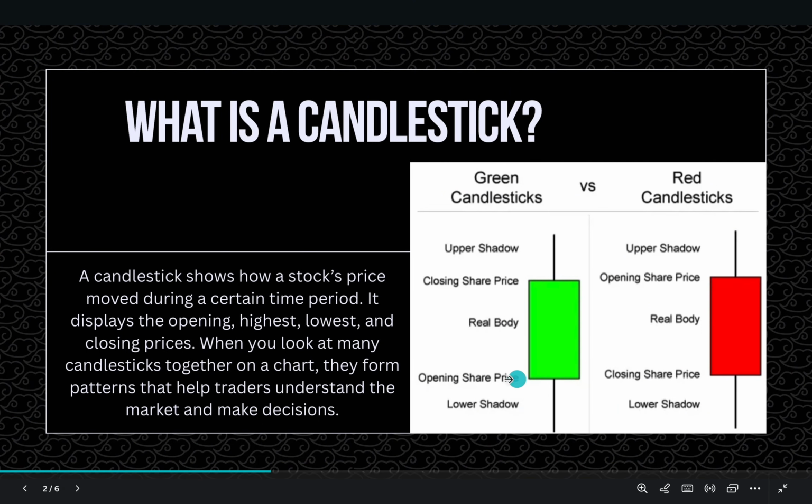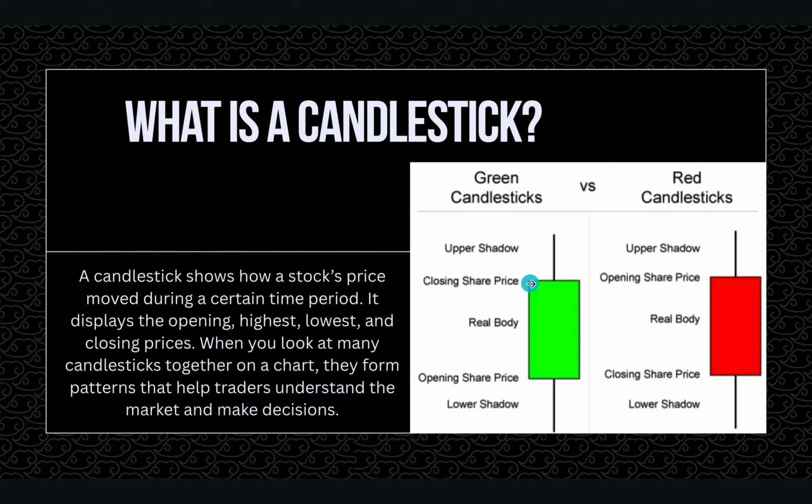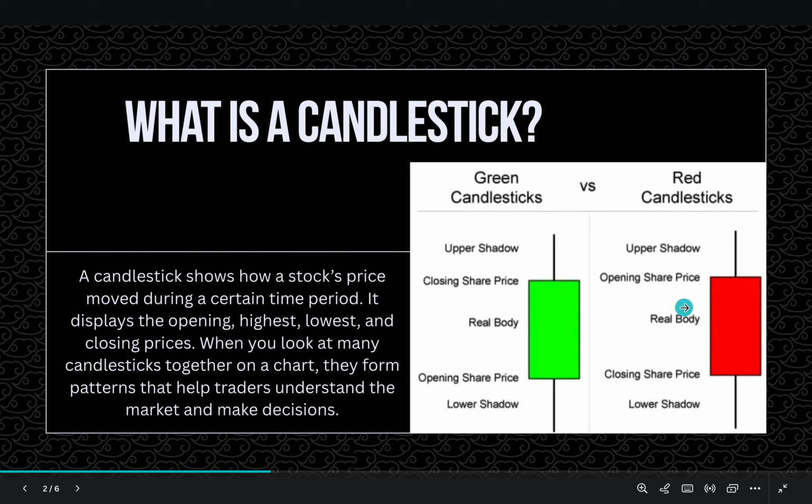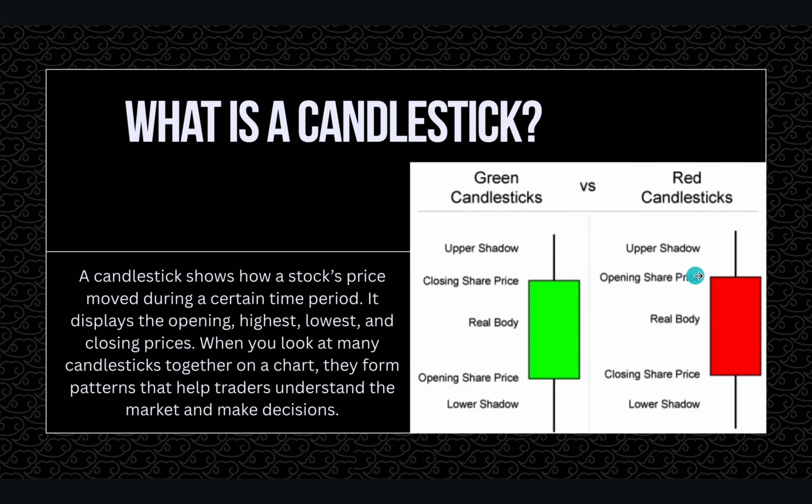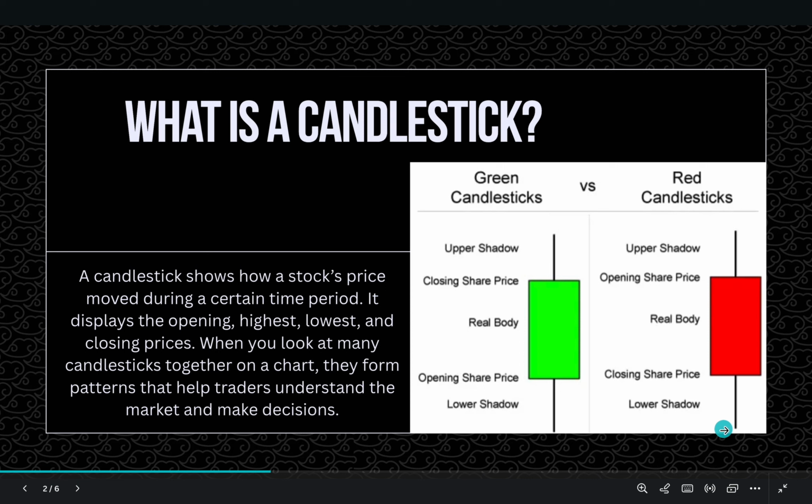For a green candle, the bottom is where it opened, the top is where it closed. This is the highest price it went up to, and this is the lowest price it went down to. For a red candle, it starts at the top and ends at the bottom. This is when it opened, this is when it closed, this is the lowest it went to, and this is the highest. It went all the way down, pushed up a little, but still closed right here, forming a red candle.